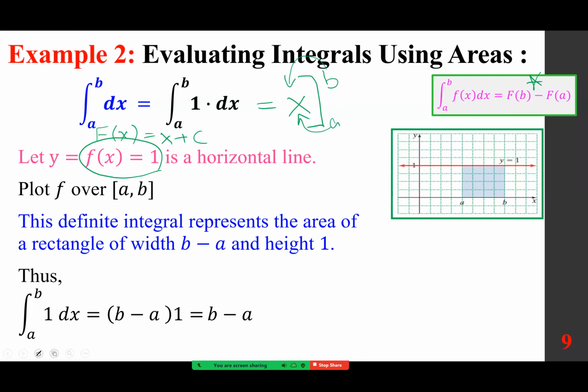So let me use a different color also. So first plug in b minus plug in a. And that's exactly the same. The difference is this will always work. This one, if we don't have a shape that we are familiar with, we can't come up with the proper answer.